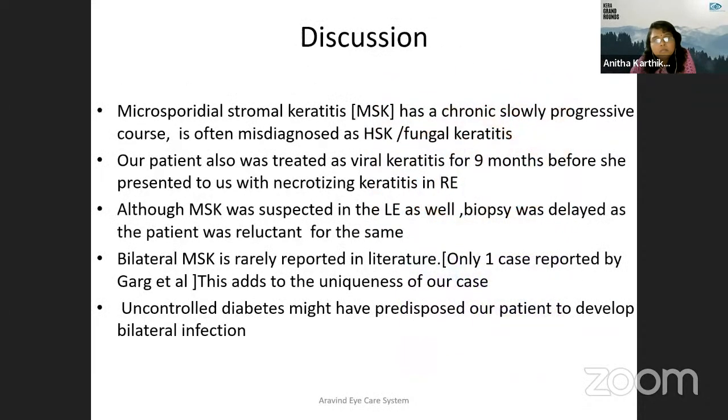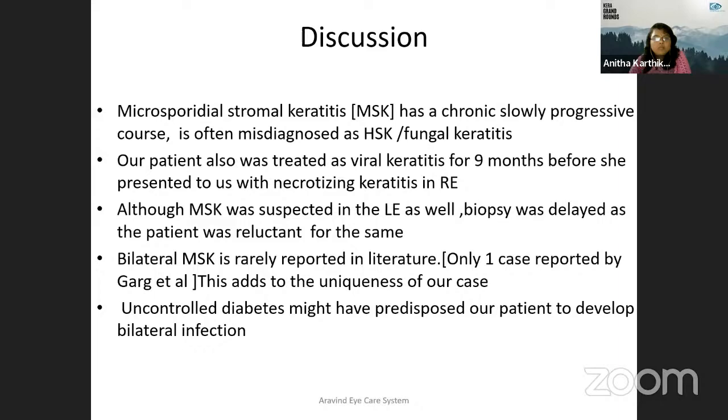Discussion. Microsporidial stromal keratitis has a chronic, slowly progressive course and is often misdiagnosed as viral keratitis or fungal keratitis. Our patient also was treated as viral keratitis for 9 months before she presented to us with necrotizing keratitis in her right eye. Although MSK was suspected in the left eye as well, biopsy was delayed as the patient was reluctant. Bilateral MSK is rarely reported in literature. Only 1 case has been reported by Garg et al. This adds to the uniqueness of our case.